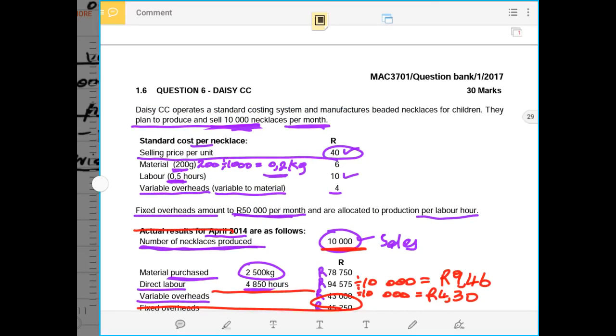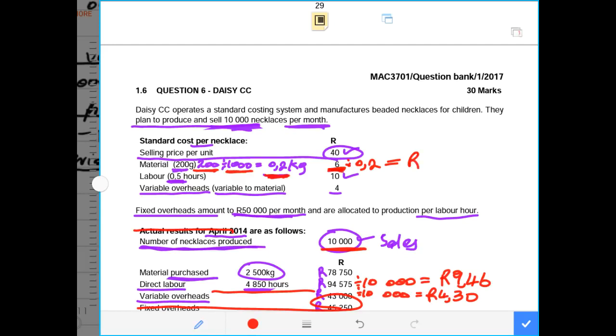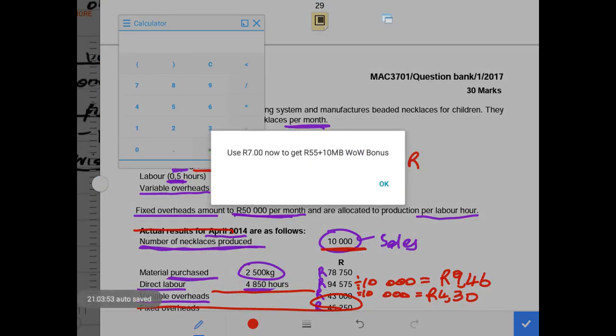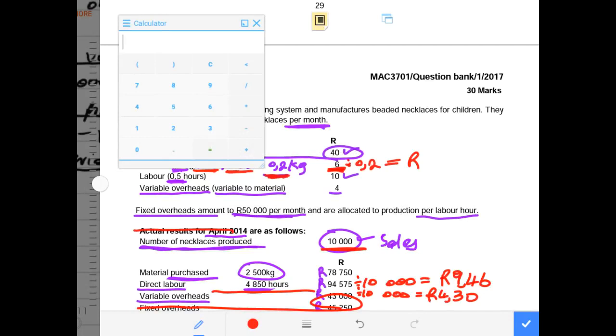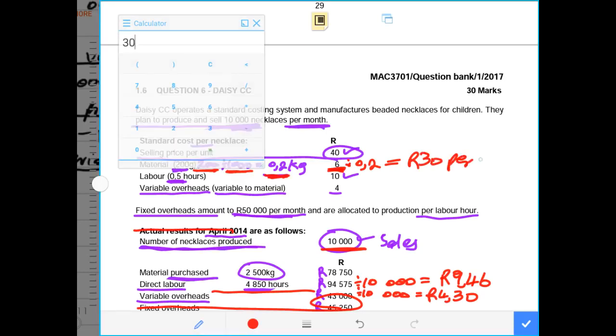We had a price of material per unit, which was 6 rand. And I don't want it per unit, I want it per kg. So now if we need our material per kg, it will be 6 rand divided by 0.2 kgs. Remember, we converted the 200 grams, where we said 200 grams divided by 1000 grams in a kilogram. Then that gave us 0.2. So we say 6 rand per unit, divide that by 0.2, it will give us the cost of material budgeted per kg. So 6 rand divided by 0.2 gives us 30 rand. This is 30 rand per kg.